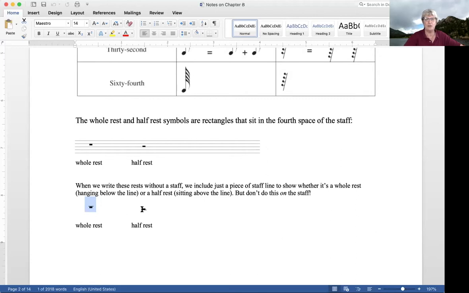Or the half rest would be shown as a line with a rectangle above it, looking sort of like a little hat, and that shows that it's a half rest. That little horizontal line represents the middle line of the staff. So if you're writing these on a staff, don't write that little line. You don't need it because it's already there. You have a staff.